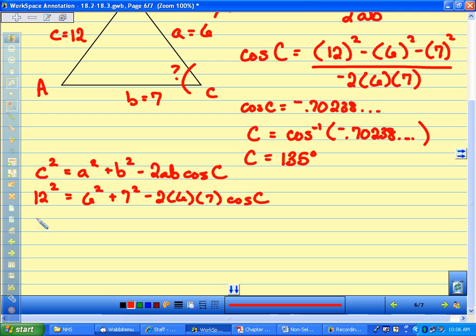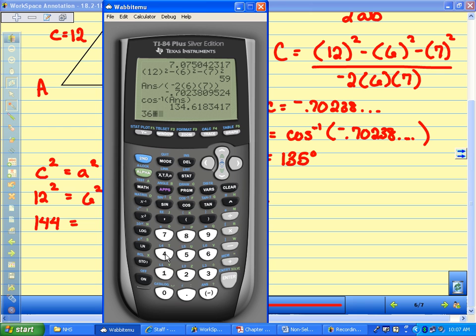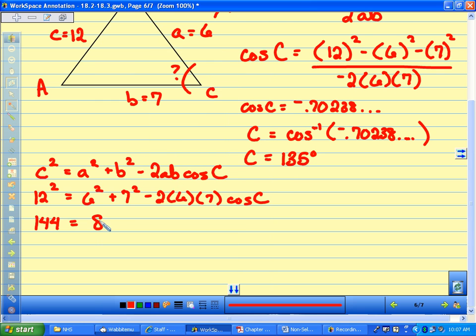What's 12 squared? 144. I'm going to go ahead and add these two together. So 36 and 49 is 85. Minus 12 times 7 is 84 cosine C. But here's the big mistake then, folks. We're going to say 85 minus 84 is 1 cosine C.